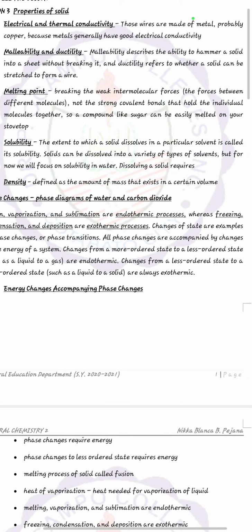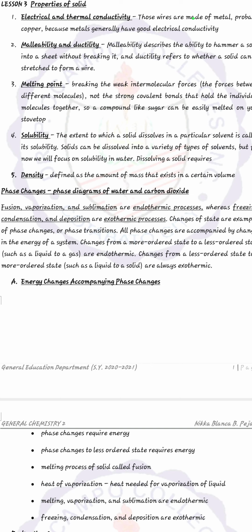Lastly, we have density. Density is defined as the amount of mass that exists in a certain volume. Density has its own formula, and we already know the formula of density. So that was the properties of solid. Always remember that it starts with electrical and thermal conductivity, malleability and ductility, melting point, solubility, and density.